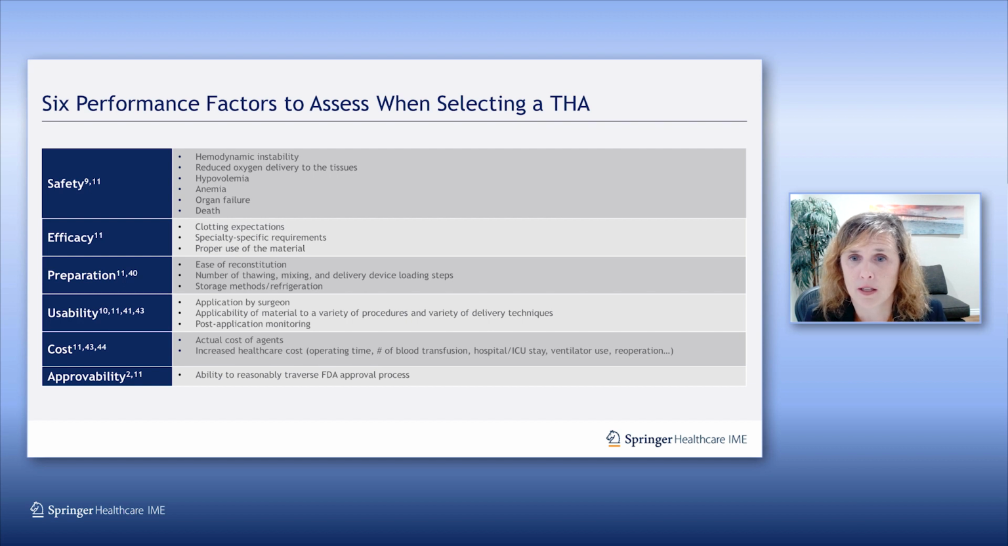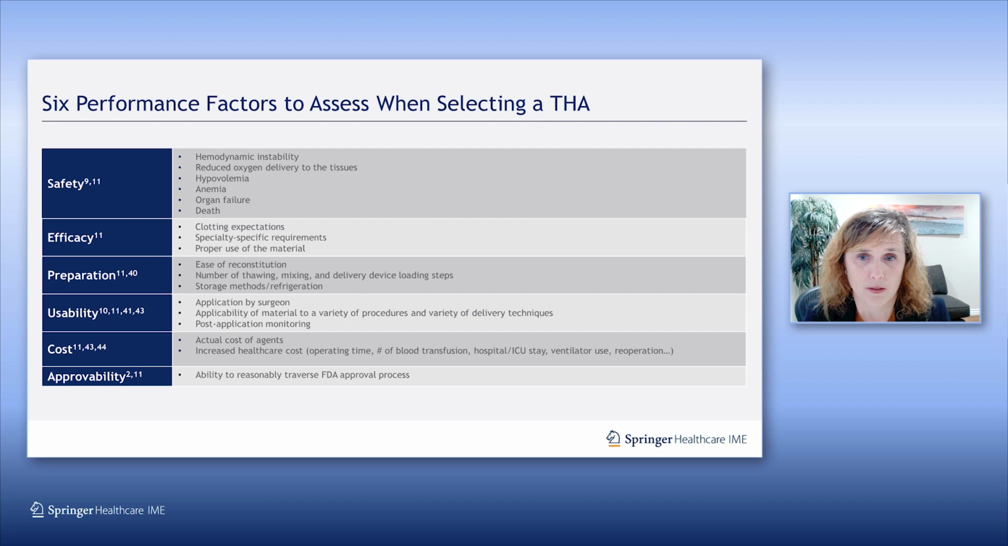Other than safety, the particular agent's efficacy should be considered. We've talked before about what kinds of cases these have previously been used successfully in, and I think that's an important consideration. We should also consider the preparation of the product. Some products are more effective if frozen or refrigerated, such as thrombins. And so you want to think about your particular setting and storage capability. And then you want to think about the ease of reconstitution, thawing, mixing, and delivering these agents. All of this, as well as the usability.